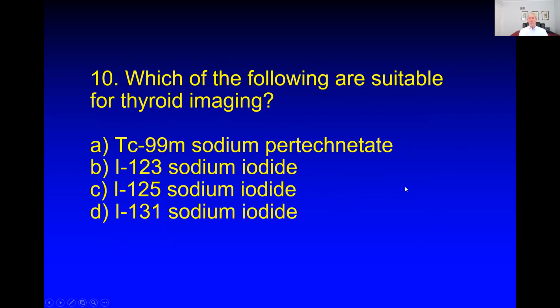Which of the following are suitable for thyroid imaging? I want to give you a hint. All of them except one are suitable. Which one is not suitable? C is not. C, right? I-125 has energies of 28 and 35 keV. We can't image anything that low. So A is okay, B is okay, D is okay, but not C.